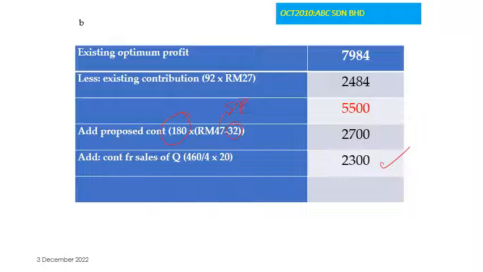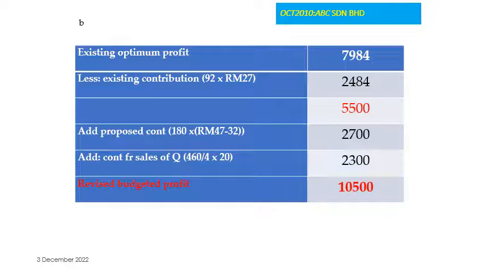How do we get this 32 ringgit? This is incremental cost. Remember, your purchase price is 31 ringgit and then you repackage 1 ringgit. So when you buy that product R from outside supplier, you have to pay purchase price 31 and packaging cost 1 ringgit. So total is 32. So contribution margin from product R, if you buy from external supplier, is 47 minus 32, 15 ringgit for 1 unit. Then your maximum demand 180. You multiply, you will get this figure.